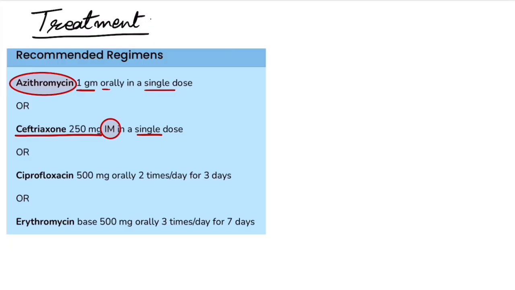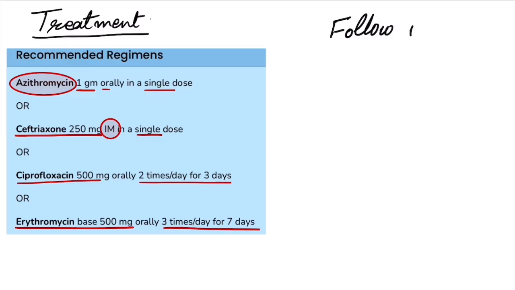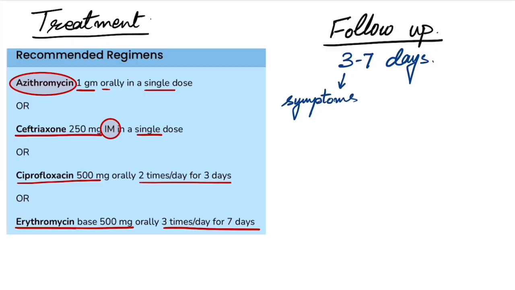The third one is ciprofloxacin 500 mg twice daily for 3 days. And the last one is erythromycin base 500 mg orally thrice daily for 7 days. We should always do a follow-up of the patient in STI. The follow-up should be done in Chancroid in 3 to 7 days. In 3 days the symptoms improve, and in 7 days there is improvement in the ulcers.